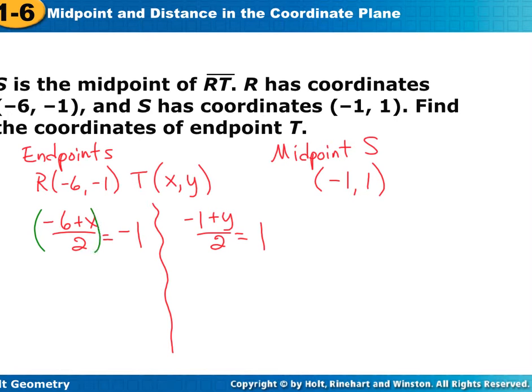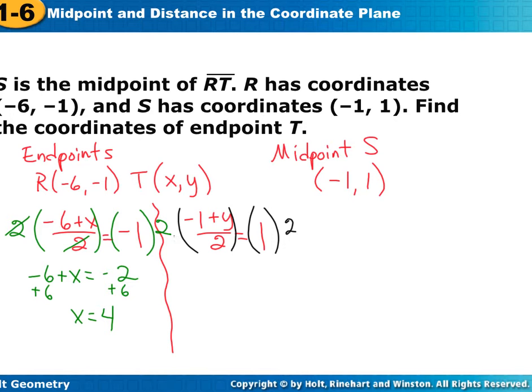Okay, I'm going to multiply each side by 2 because that gets rid of my fraction. Negative 6 plus x equals negative 2. Add 6, x is 4. And on the second one, same idea, multiply to get rid of the fraction. Multiply by 2, that gets rid of that. Negative 1 plus y equals 2. Add 1, y is 3. So the other endpoint was 4, 3.